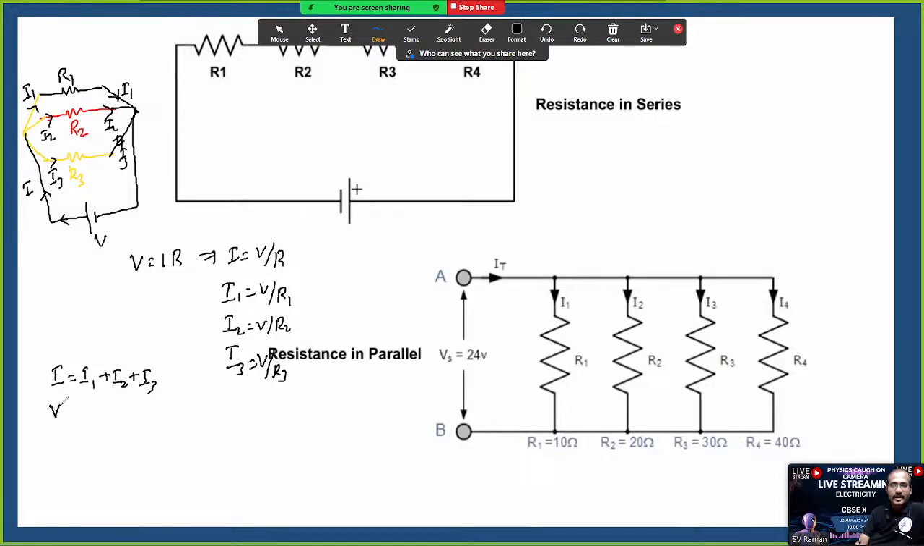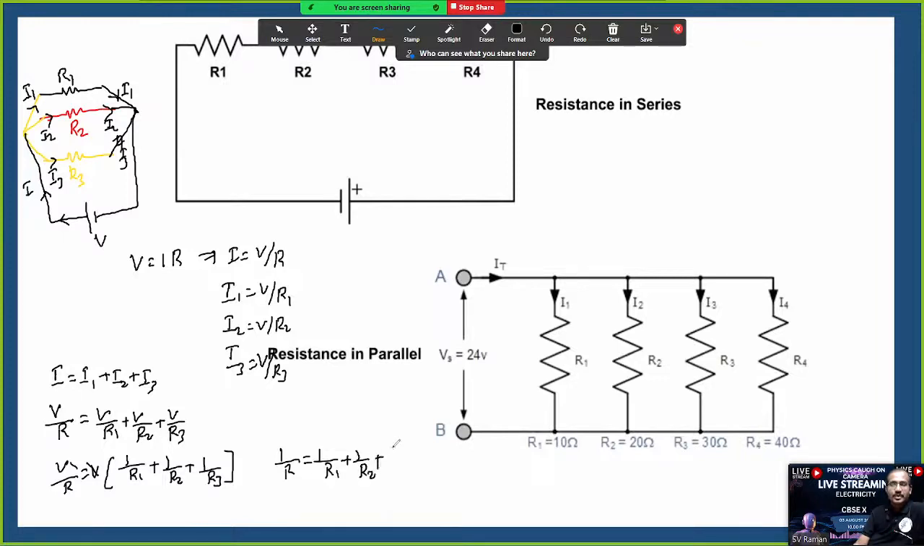Now substitute: V by R is equal to V by R1 plus V by R2 plus V by R3. Now take V common: 1 by R1 plus 1 by R2 plus 1 by R3. Now V will be cancelled. So 1 by R is equal to 1 by R1 plus 1 by R2 plus 1 by R3. So what have we understood?